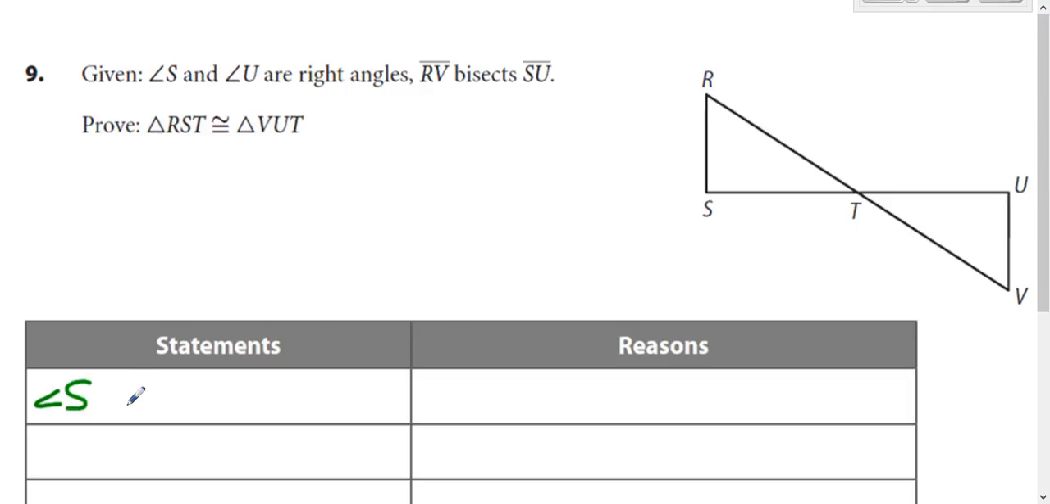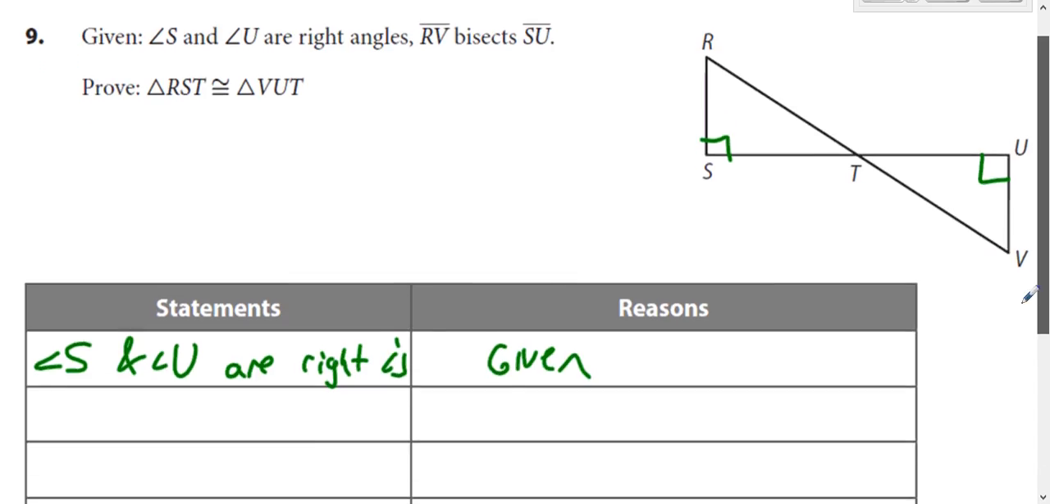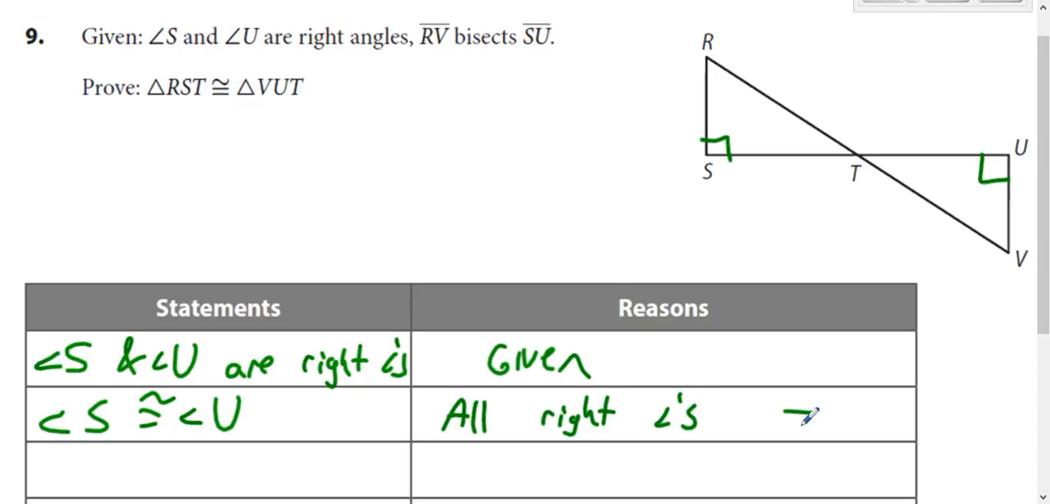Start by writing the given. Angle S and angle U are right angles. S and U are right angles, and then you can mark it. Now, since they are right angles, they are congruent. You always have to write the congruent statement. Angle S is congruent to angle U because all right angles are congruent.